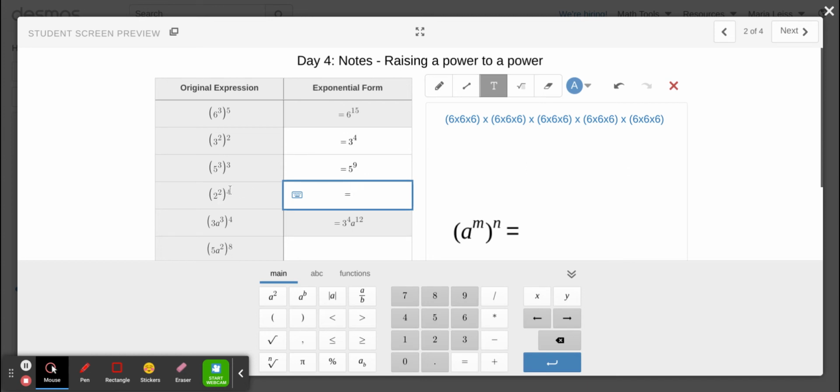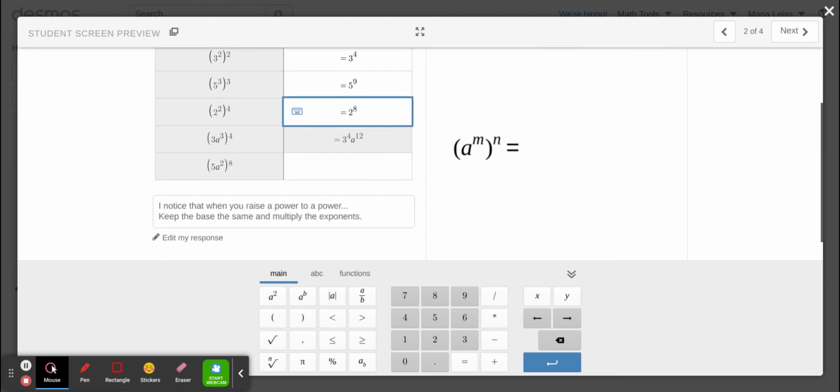2 squared raised to the 4th power. Base the same. Base stays 2. What do I do to the exponents again? Don't add them. That's what we do the other way. Yep. 2 times 4 is 8. Great job.